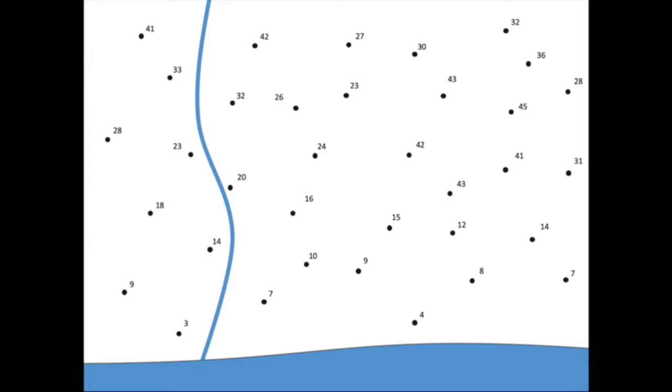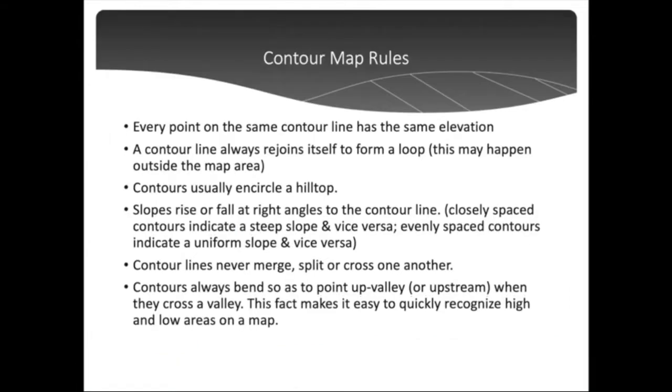So here we have a map, and it's got some measurements taken at maybe some outcrops, and each point relates to the height above sea level at that location. Now remember, before we draw out our map, there are a set of rules that we need to adhere to. So these are those rules that you must follow when constructing a topographic or contour map. Every point on the same contour line has the same elevation. A contour line always rejoins itself to form a loop, and this might happen outside the map area. Contours usually encircle a hilltop.